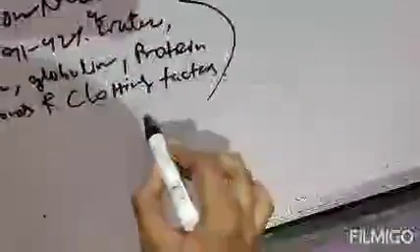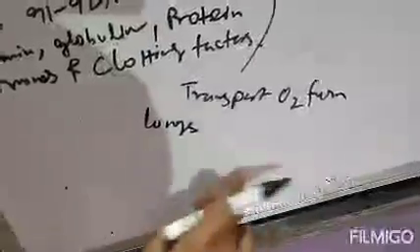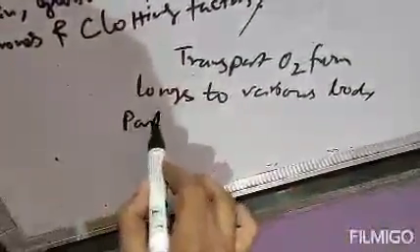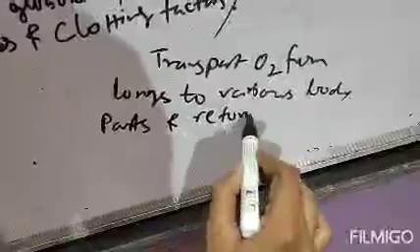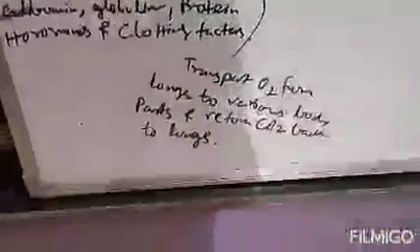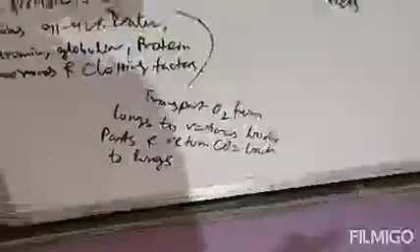Clear? So the main function of RBC is to transport oxygen from the lungs to various body parts or various tissues and return carbon dioxide back to the lungs. Clear? It is the function of RBC.